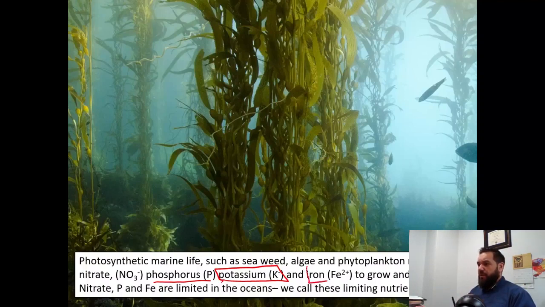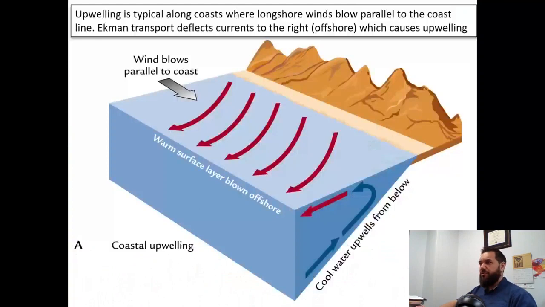Another thing that's very important is iron. So to grow and thrive, nitrate, phosphorus, and iron are very important because they're rather limited in the oceans. Remember that potassium is not a limiting variable, right? There's a lot of potassium in the ocean, but nitrate, phosphorus, and iron are relatively rare. So plant life and seaweed, algae, phytoplankton are fighting for survival, and they're trying to get their hands on those nutrients. All right, so upwelling is typically occurring along coasts where the longshore wind blows parallel to the coast.